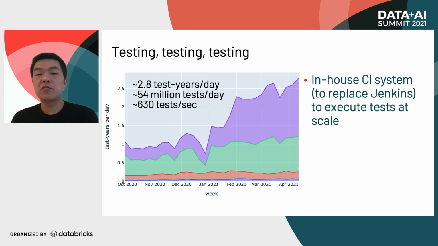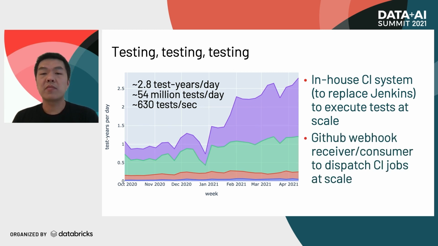As we have the new CI system that helps us execute tests at scale, we also need to be able to dispatch CI jobs at scale, as we're using a monorepo and the load on pre-commit CI testing is high. To address this issue, we built a GitHub webhook receiver and consumer to dispatch CI jobs at scale.